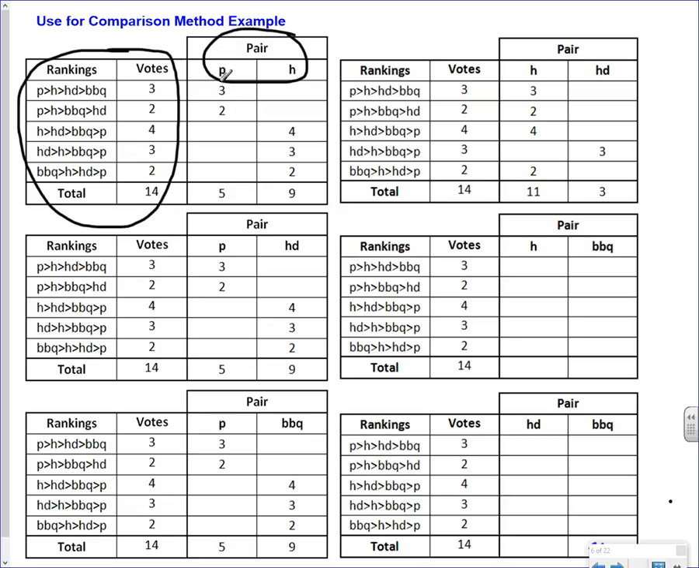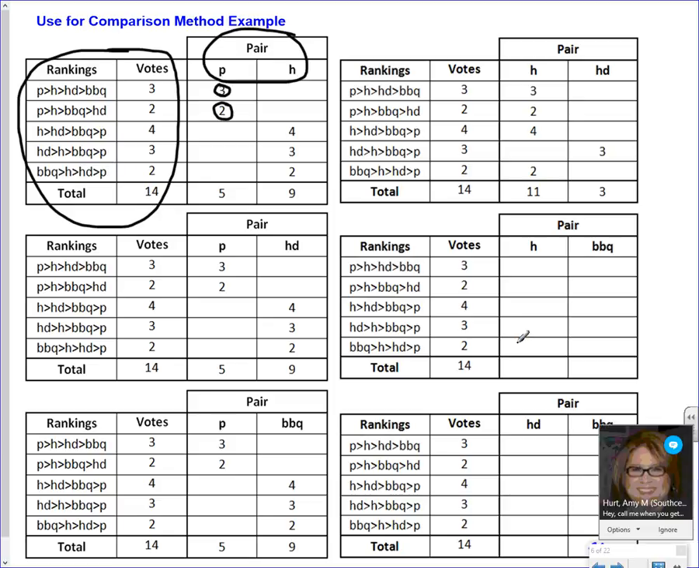So pizza is going to get all three of those votes. Here, pizza is ahead of hamburger, so pizza gets all those votes. Here, hamburger is ahead of pizza, so all four of those votes go to hamburger. The same thing here and here. So you'll notice hamburger is ahead of pizza there.